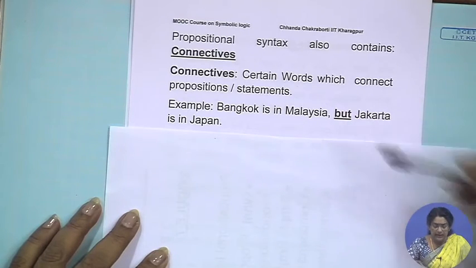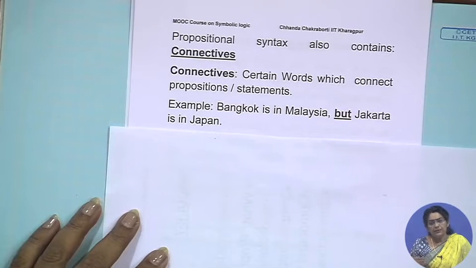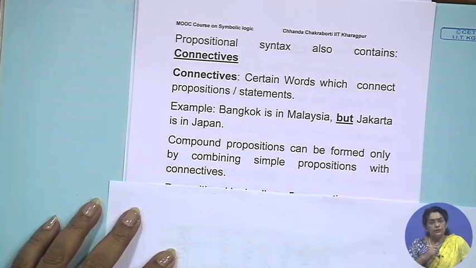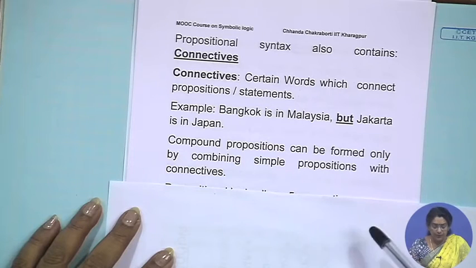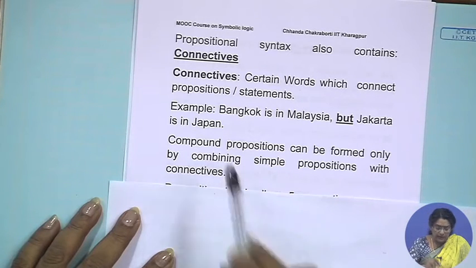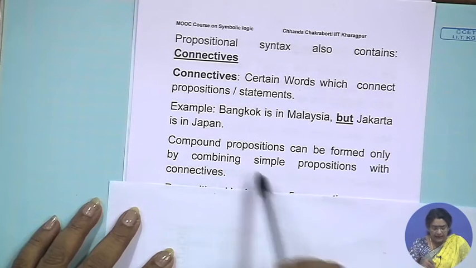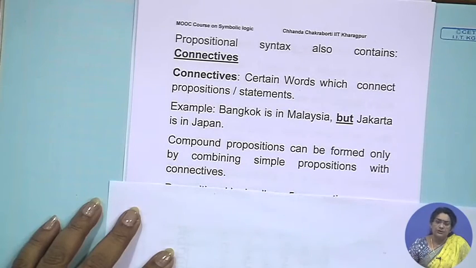In fact, you will see they are the ones which help us to combine simple propositions and to create compound propositions out of the simple propositions. Syntactical rules will show you how, and we will talk about the connectives in detail in our next module. But right now what we are learning is that the way in which in this propositional calculus you can create compound propositions is with the help of connectives. You have to take simple propositions, use connectives, and then only compound propositions can be formed.